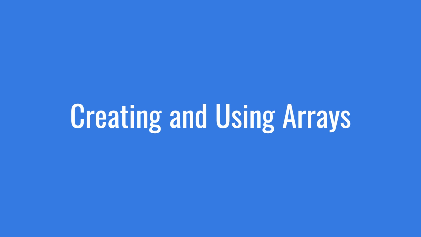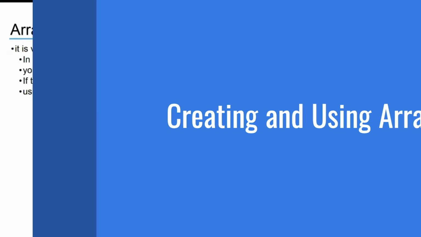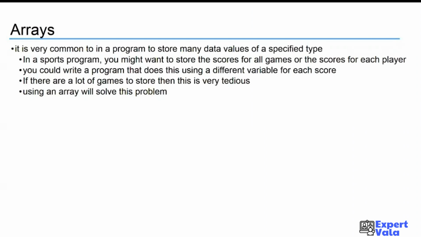So an array, it's very common in a program to store many data values of a specified type. In a sports program, for example, you might want to store the scores of all the games or the score for each player. Up until this point, we could easily implement that, but we have to write a different variable for each score. So imagine if there is a ton of games. I mean, in baseball, there is 162 games. If we were to write a baseball program that wanted to store some stats or something, we would have to create 162 variables for each game to keep the score.